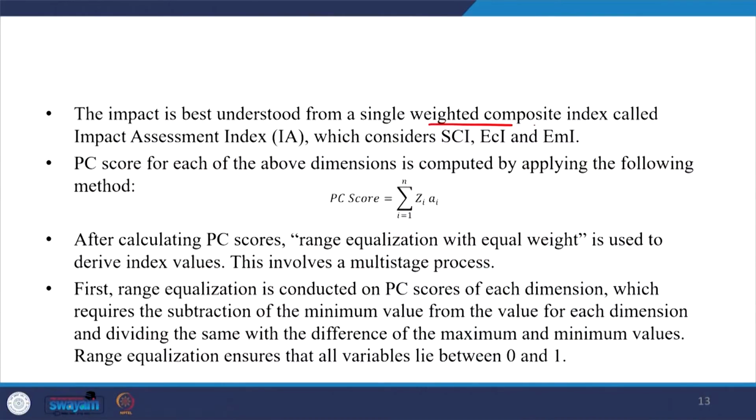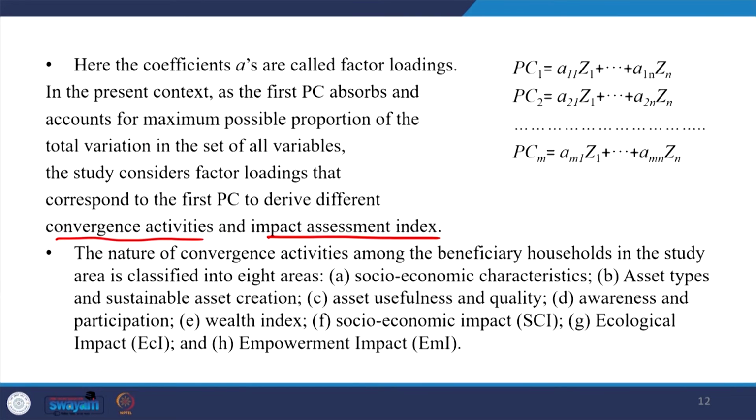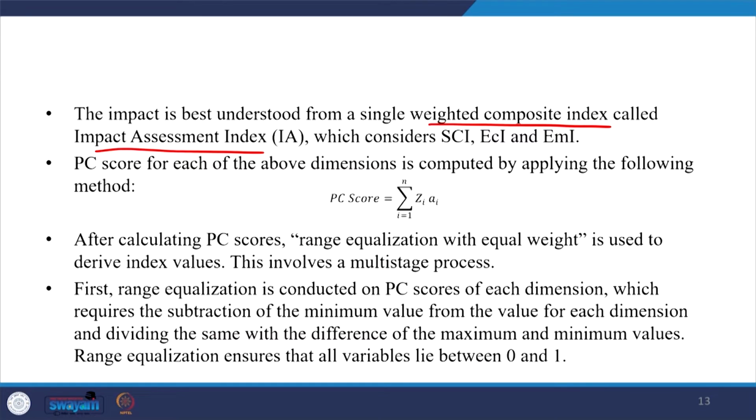The impact is best understood from a single weighted composite index, which as per the report is called the impact assessment index, which considered these 3 important aspects, SCI, ECI and EMI. These are the things I have already mentioned. The PC score for each of the above dimensions is computed by applying the following method, a summation of Zi Ai, their factor loadings, where i varies from 1 to n. After calculating PC scores, range equalization with equal weight is used to derive index values.